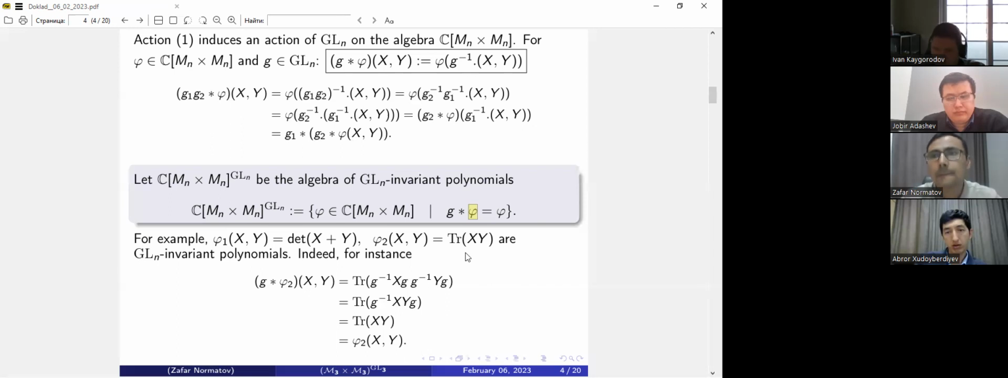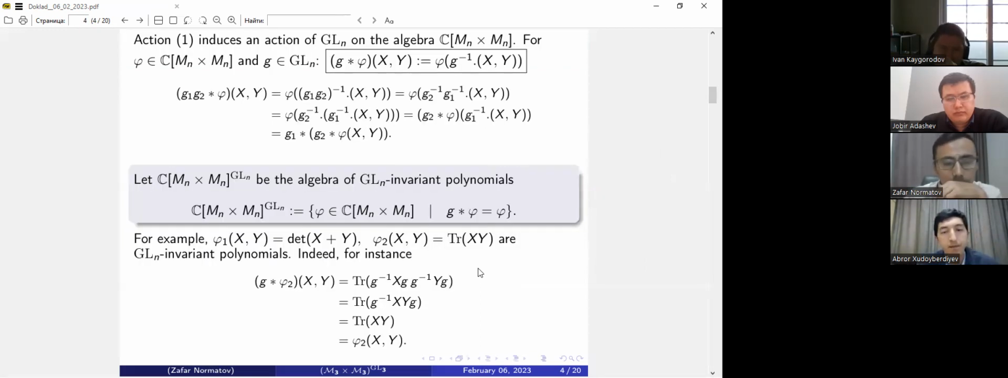Zafar, do you have some other examples of coordinate rings? For the coordinate ring? Yes. Yeah. Now we want to move to the coordinate ring of the algebra of GLN invariants. Okay, let's continue. We will see.